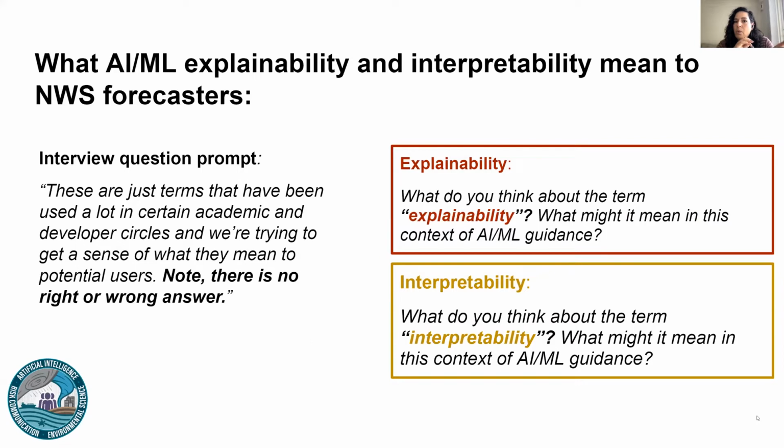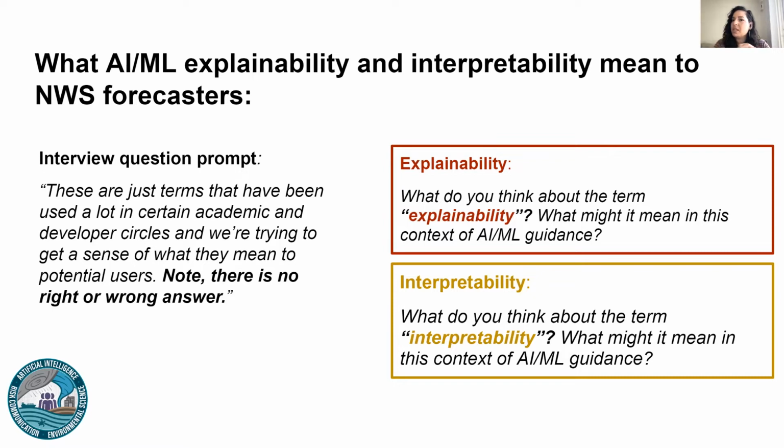So, what AI and ML explainability and interpretability mean to National Weather Service forecasters. Note, these are end users of the product, not somebody creating the product. The specific section of the interview had the prompt that these are just terms that have been used in certain academic and developer circles, and we're trying to get a sense of what they mean to potential users. And note that there is no wrong or right answer.